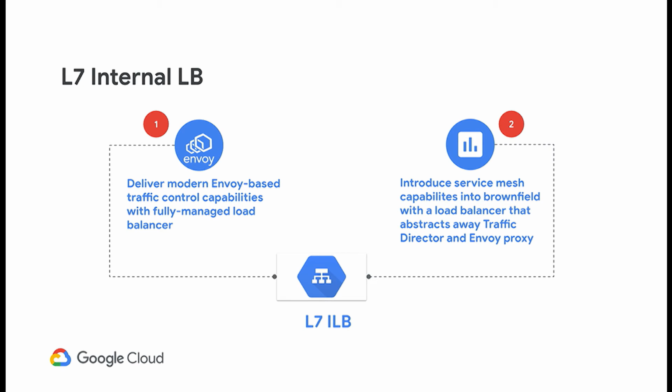Google's predecessor, or the other load balancer, was L3, L4 for internal. The other thing was, how do I bring all the features that Envoy and Istio bring to the table in Traffic Director without, if I can't install a sidecar proxy, for brownfield, right? How do I get there, right? And that's one of the key things that I'll actually show later that L7 ILB provides.